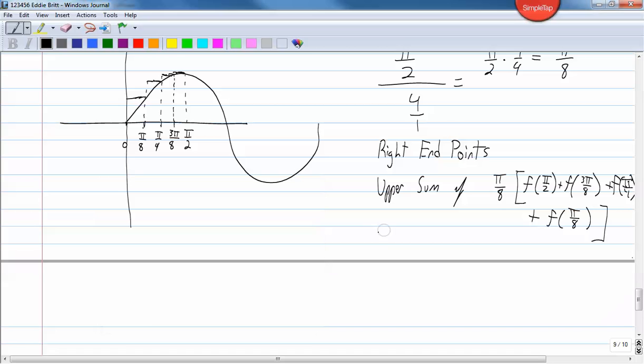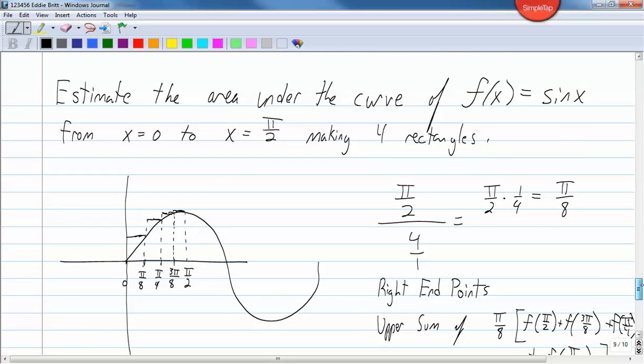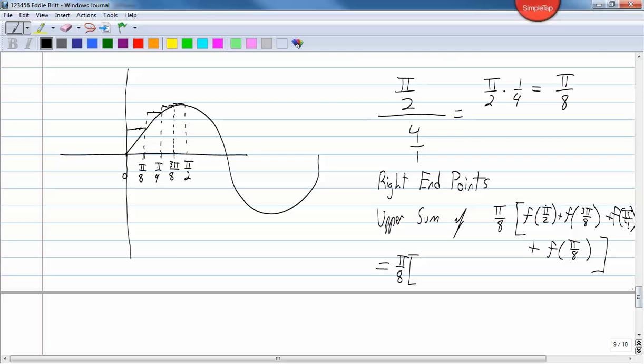Let's see. It's going to be pi over 8 times. What's my f? What do I plug this into? You have to plug it into the function that we were using, sine. So that's going to be, let's see, f of pi over 2 is going to be the sine of pi over 2, which is 1. So that's 1 plus. Now this one, yes, you're going to get some type of decimal. F of 3 pi over 8.